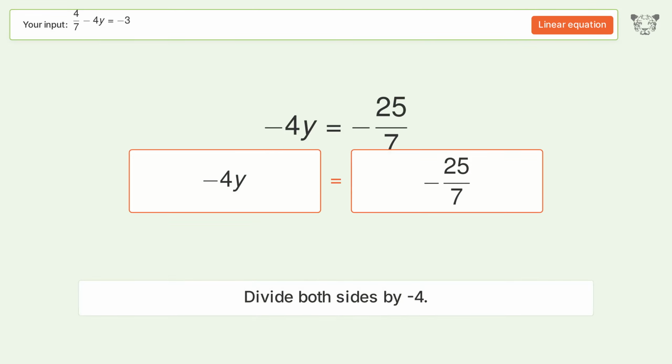-4 is multiplying y. To leave y alone, divide both sides by -4.